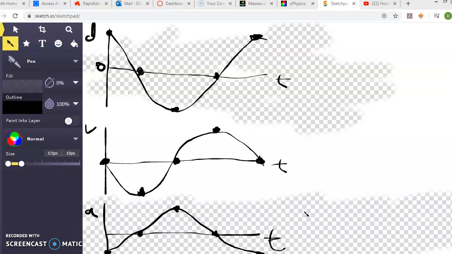So what are we going to do with these graphs? These graphs tell us about what's going on with the displacement, velocity, and acceleration of our spring as it's oscillating back and forth. What's cool is that if you line up these three graphs, each of these positions will tell you, let me put some lines here.